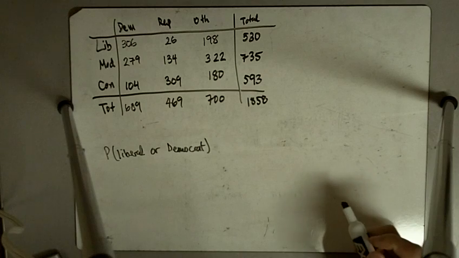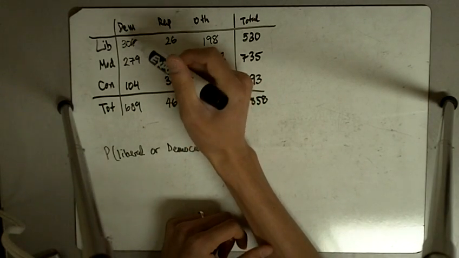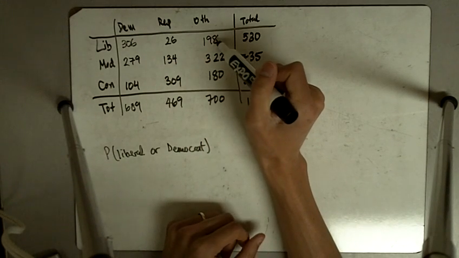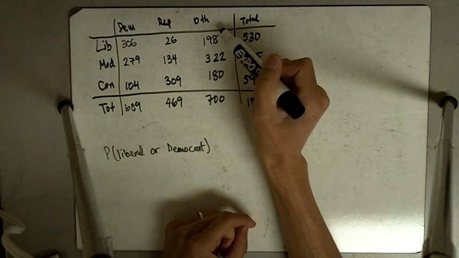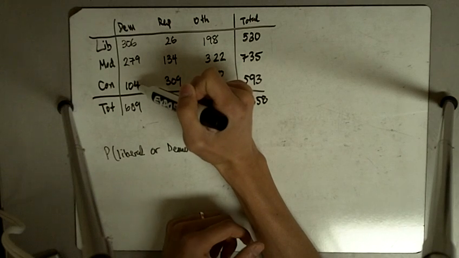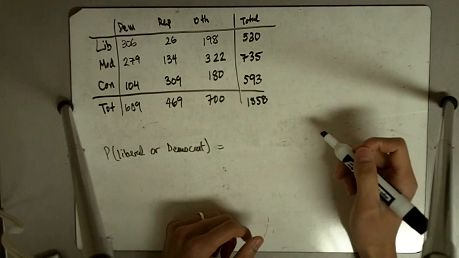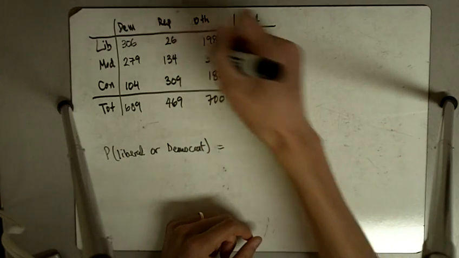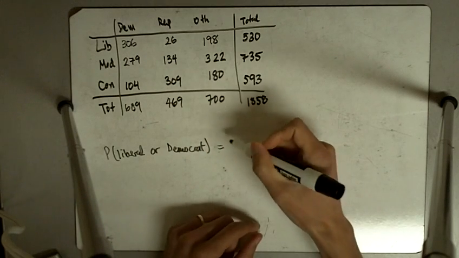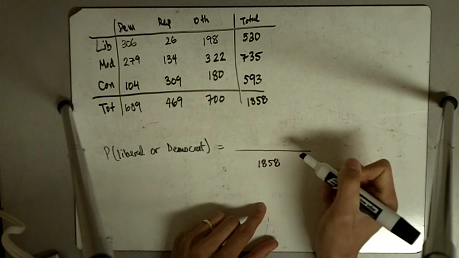And so here we run into a little bit of a problem, or not so much a problem, but we've got a bunch of people who are liberals and Democrats. We have liberals who are Republicans, we have liberals who are some other political party. We also have Democrats who are liberals, Democrats who are moderate, and Democrats who are conservative. And so here we have all kinds of people that qualify as liberal or Democrat. So we've got this group, this group, this group, this group, and this group. We still have a total of 1858 people, and that's going to go in our denominator.